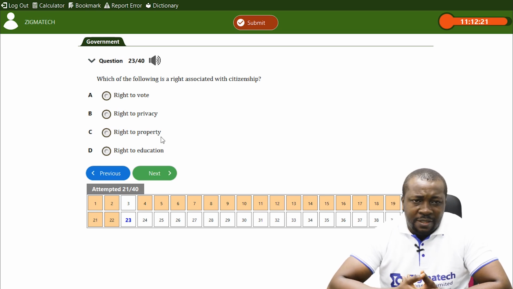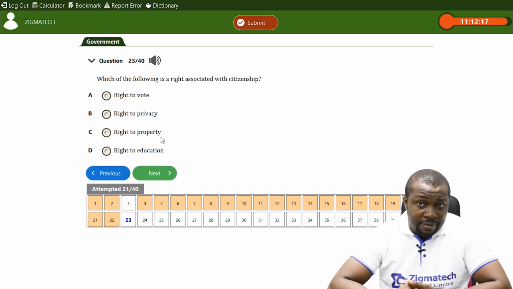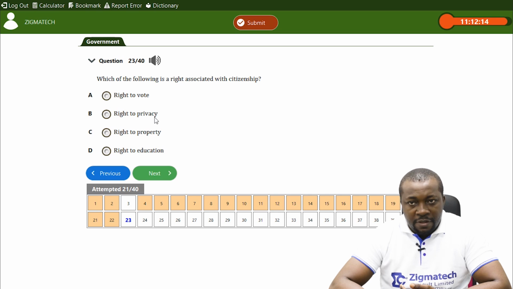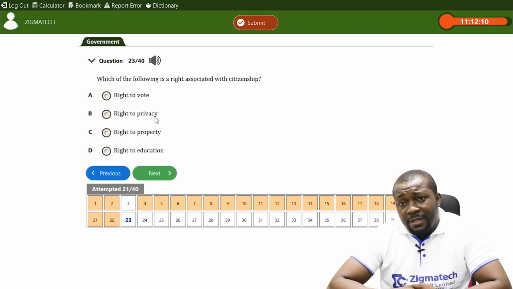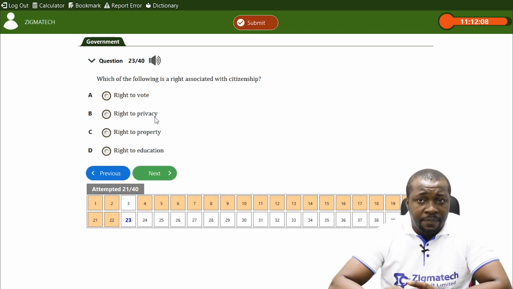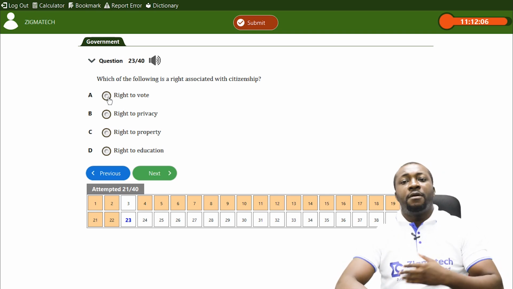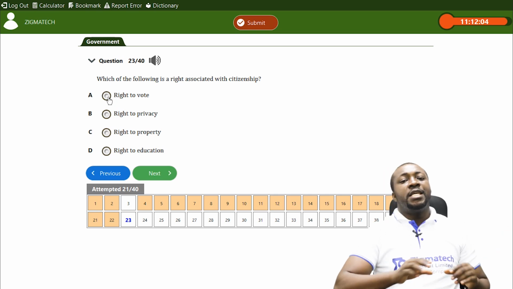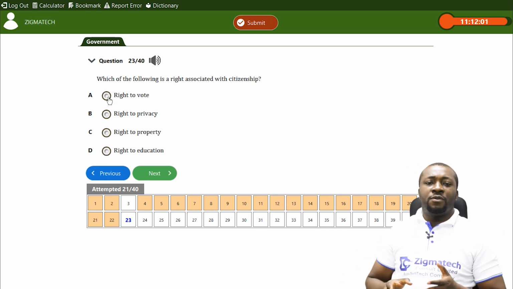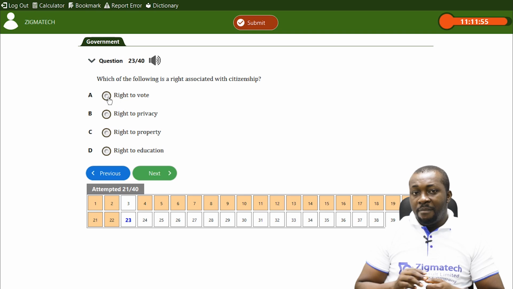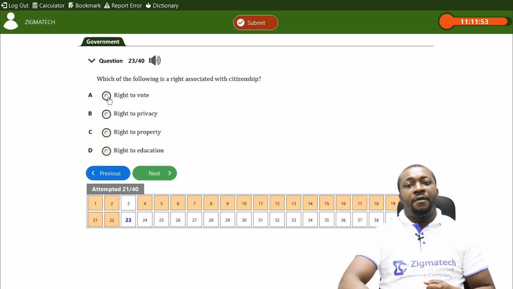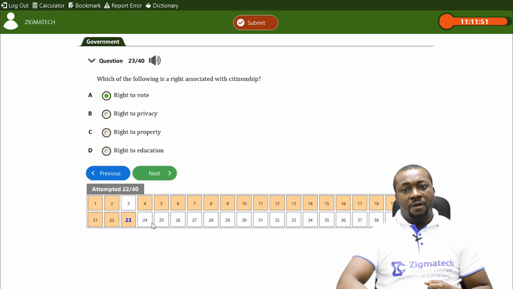Right to property is a personal right. It's a fundamental right that everybody has. Right to privacy is a fundamental right that everybody has, whether citizen or non-citizen. But A, right to vote, is a franchise, a political right. Only citizens are given the right to choose their leaders by voting. So, right to vote is the only correct option.